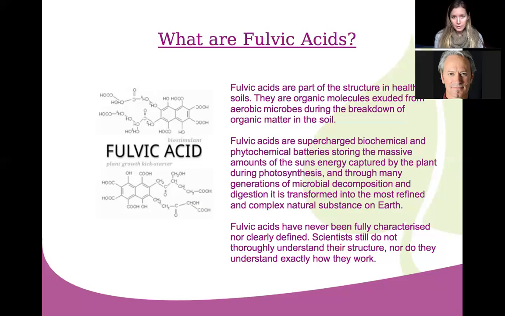The humic substances are actually the compounds that enable plants to extract the minerals and the nutrients from the soil. And the fulvic acids are a very small subset. They're very small molecular weight humic substances.